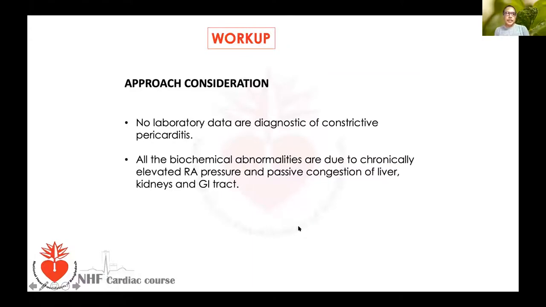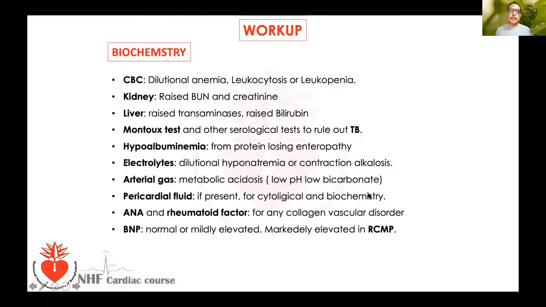So workup, how to approach? Actually, no laboratory data is diagnostic of constrictive pericarditis. All the biochemical abnormalities that are present are due to chronically elevated RA pressure and passive congestion of the liver, kidney, and GI tract. So this is the biochemistry. CBC may show dilutional anemia. Kidney may show dysfunction by raised creatinine, urea. Liver, raised transaminases and bilirubin.